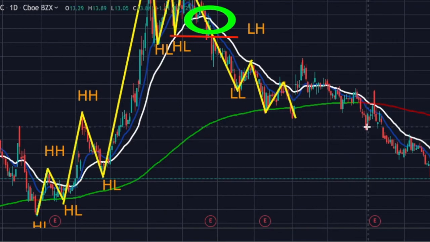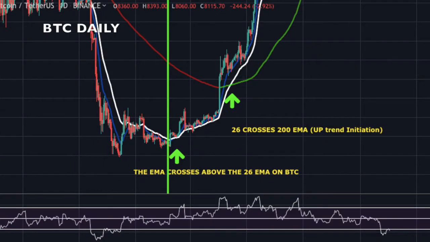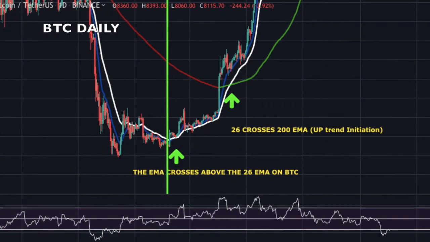Now you're wondering, how about the strategy though? Well, we have to add another indicator, which is the RSI.